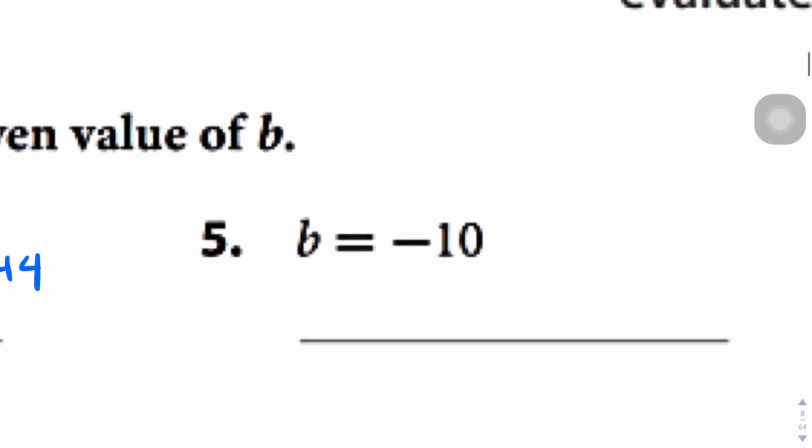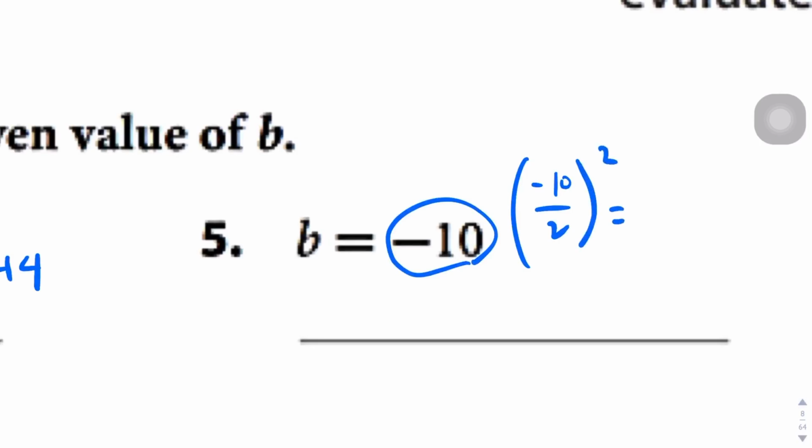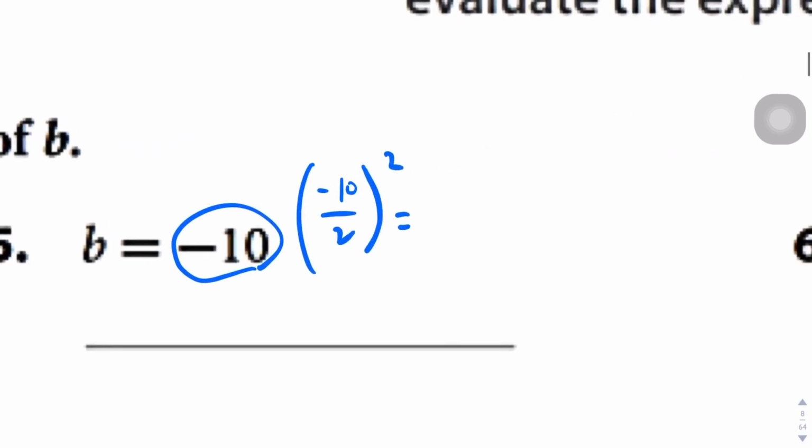All right, let's do the same thing again. We're going to plug this b value into this weird function that they've given us, negative 10 over 2, or negative 10 divided by 2 squared. So negative 10 divided by 2 is what? Negative 5 squared. And when we do that, negative 5 squared is 25, since it's negative 5 times negative 5.